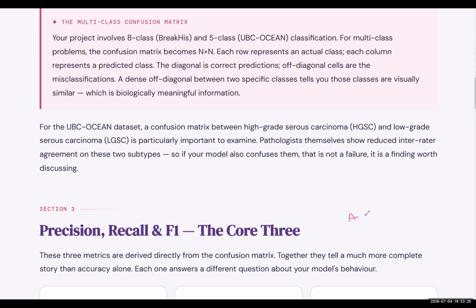But suppose A, B, C, D, E by A, B, C, D, E. If I take this particular box, it was predicted as C, but in reality it was A. So this is a misclassification.